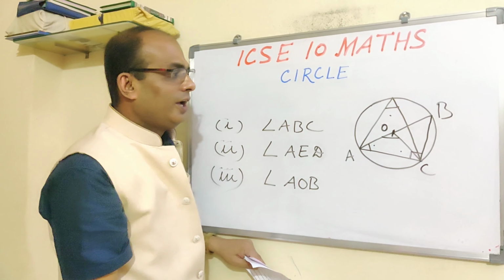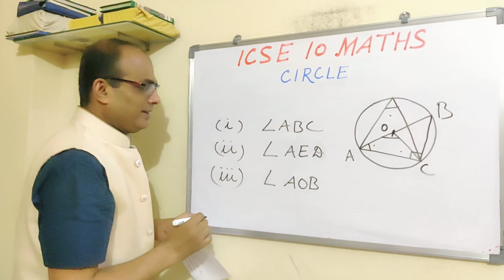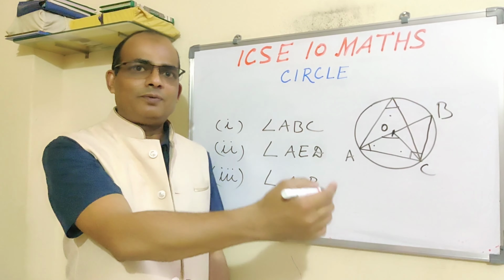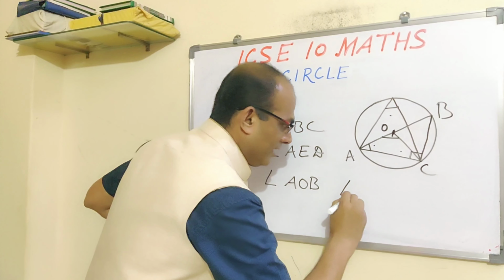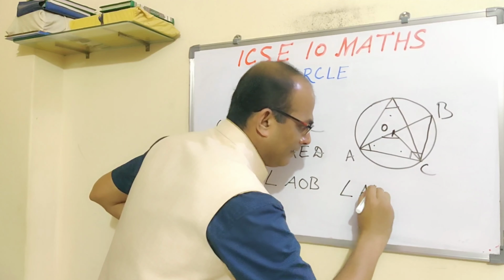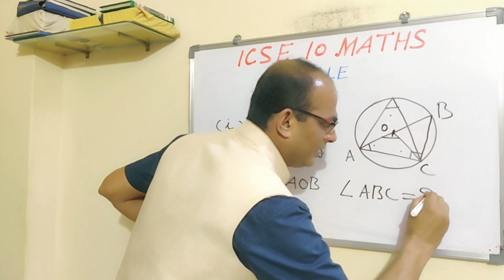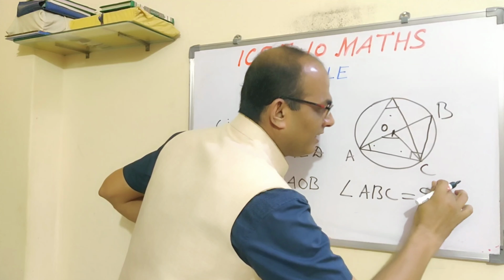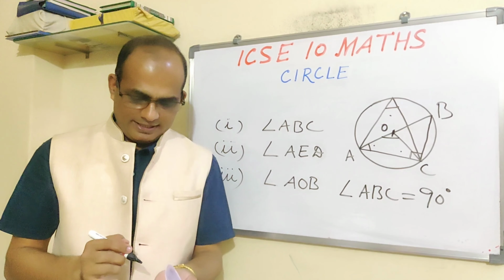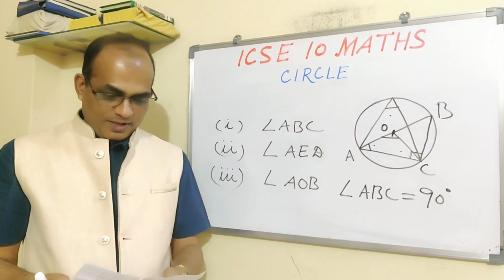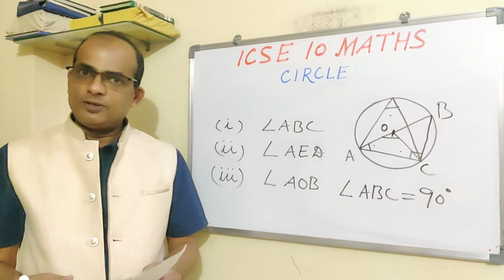AB is the diameter. So you are writing angle ACB is equal to 90 degrees but not giving the reason. Reason is important. When you write angle ACB equal to 90 degrees, please give the reason: angle in a semicircle is a right angle, 90 degrees. That's the point. So reasons must be provided for all the geometry problems.